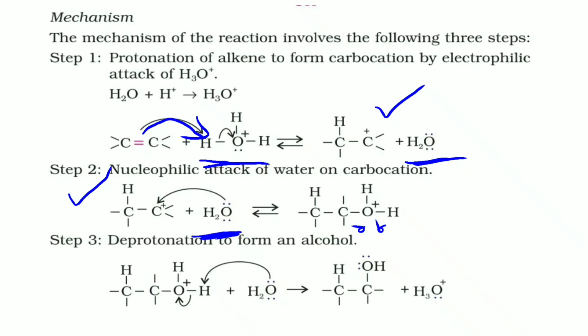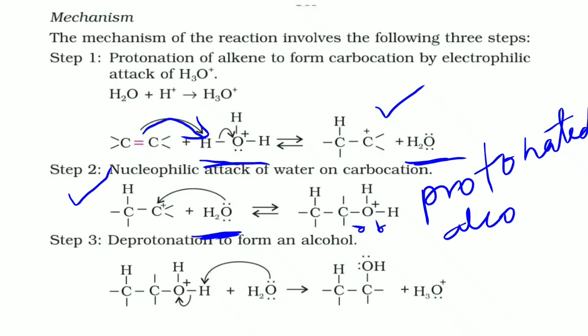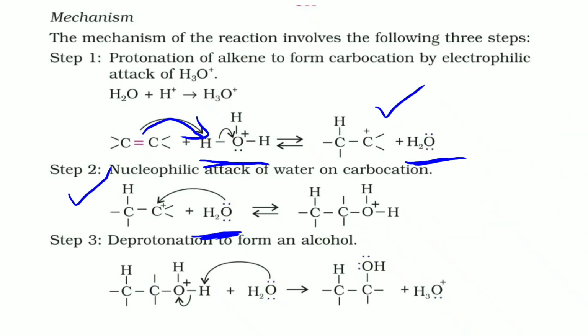That means the carbon is bonded through the oxygen, and oxygen is still having one lone pair of electrons, right? In the next step, what is this species called? This species is called protonated alcohol. Now, in the next step, what will happen? The next step is deprotonation to form an alcohol.